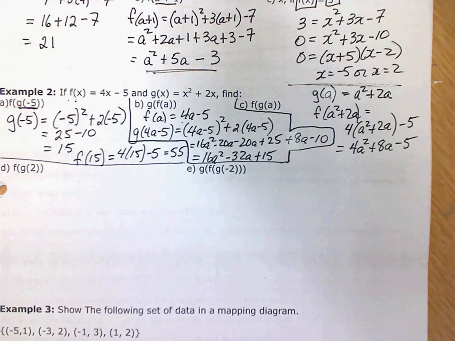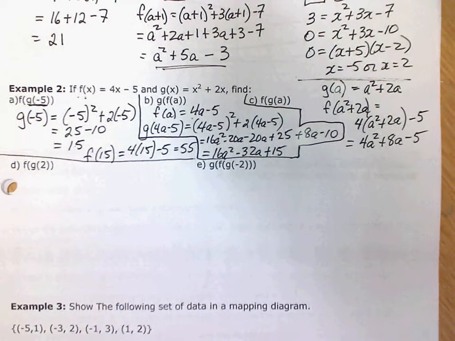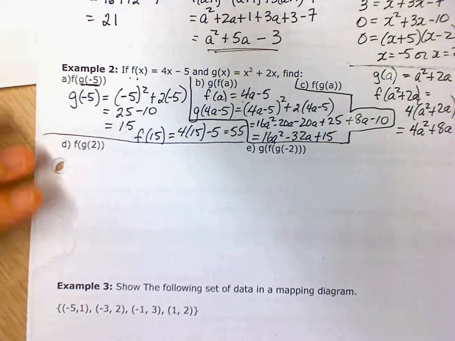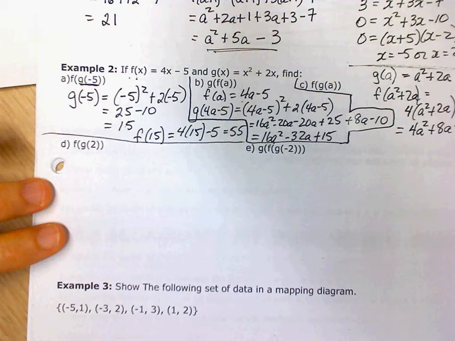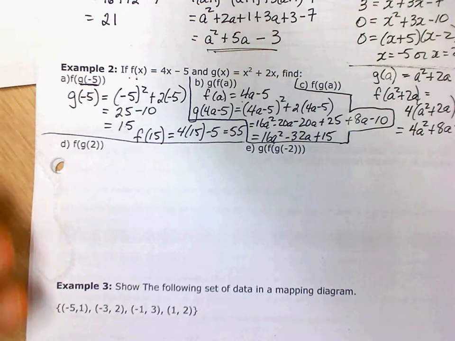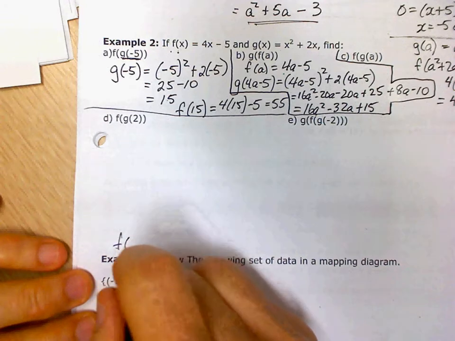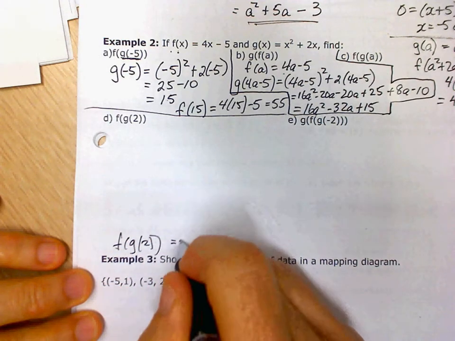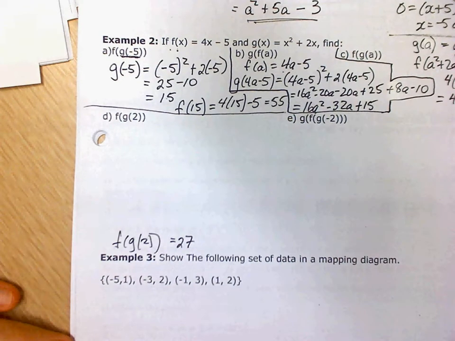I just want to make sure I don't make any boo-boos. So same idea. Am I insulting your intelligence? I'll let you do this one by yourself, but the f of g at 2 is equal to 27, and I'll let you do that one.